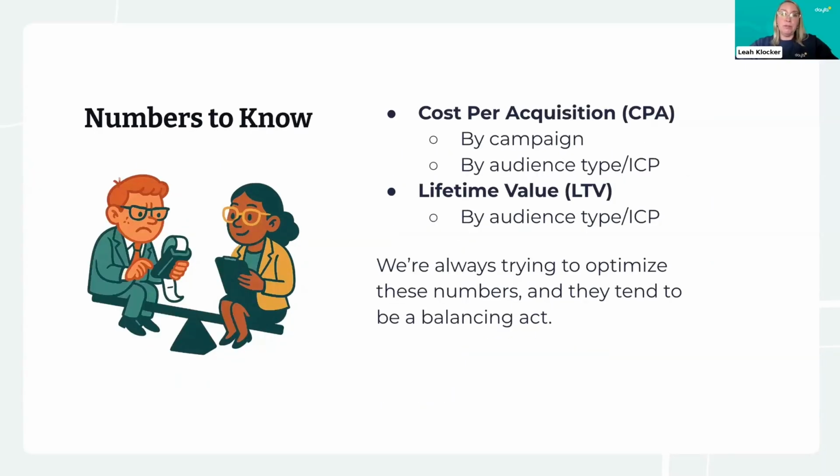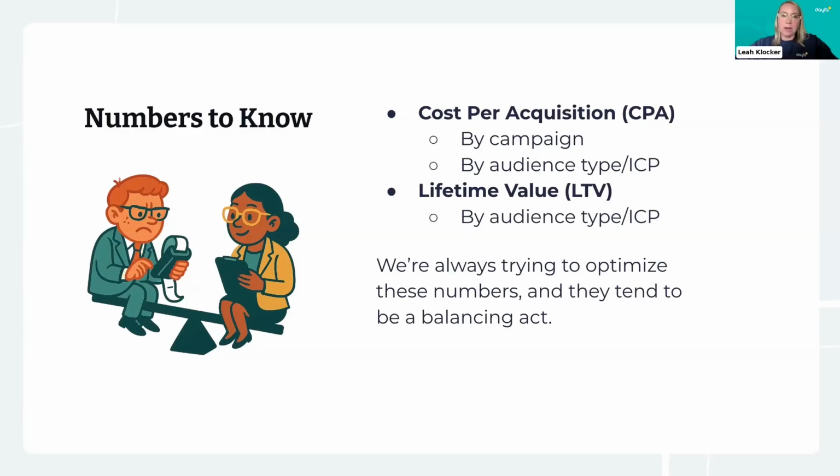Numbers to know for revenue recognition. When we think about what's working, two numbers tend to come up again and again: cost per acquisition and lifetime value. The CPA tells us how much it costs to land a customer. We can look at it by campaign to see which efforts are most efficient. We can also look at it by audience type or ICP, to understand which segments are the easiest or most expensive to convert. Lifetime value, or the LTV, tells us how much a customer is worth over time. Again, we want to look at it by audience or ICP to see which types of customers grow and renew.